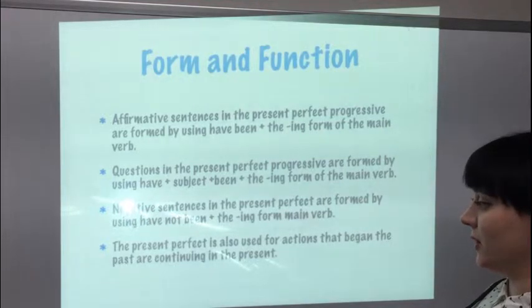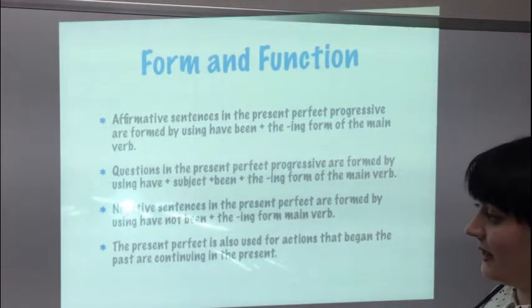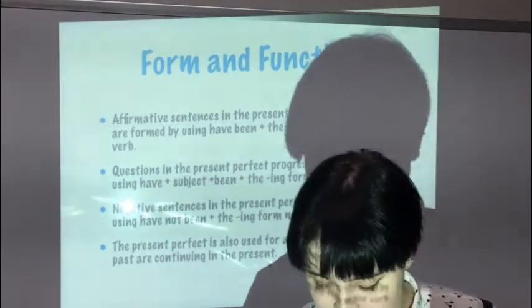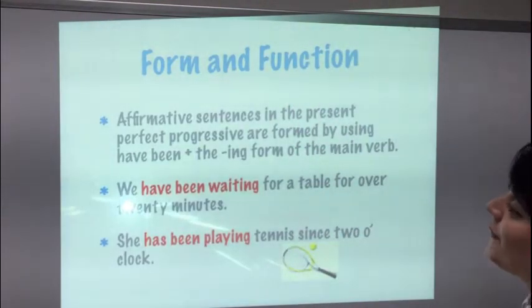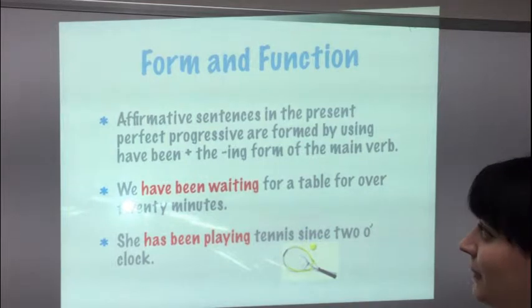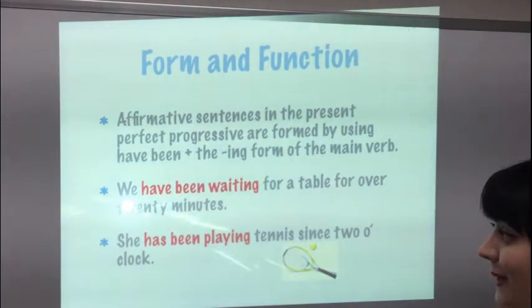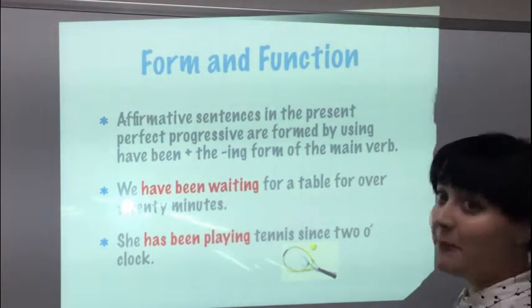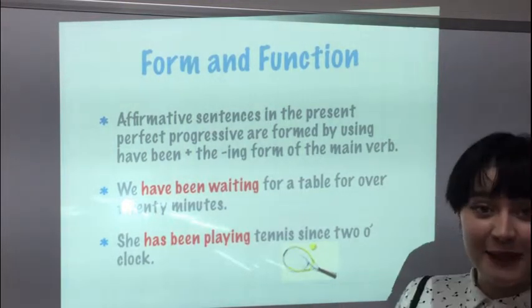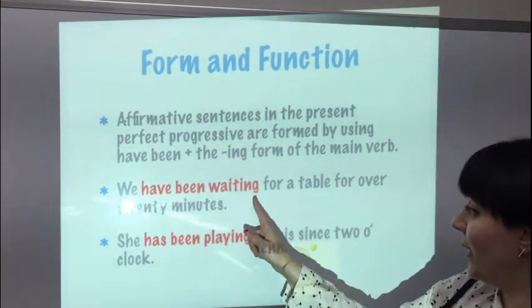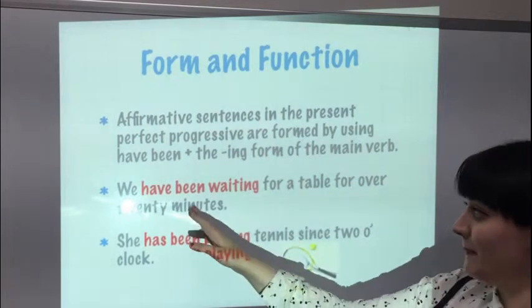The present perfect is also used for actions that began in the past and are continuing in the present. So, affirmative sentences in the present perfect progressive are formed by using have been plus the ing form of the main verb. So, let's take a look at our examples. We have been waiting for a table for over 20 minutes.